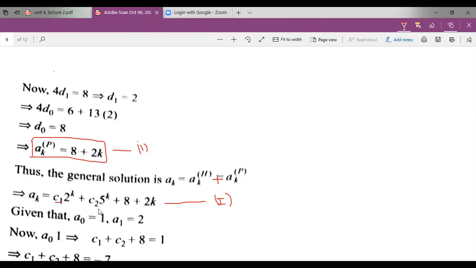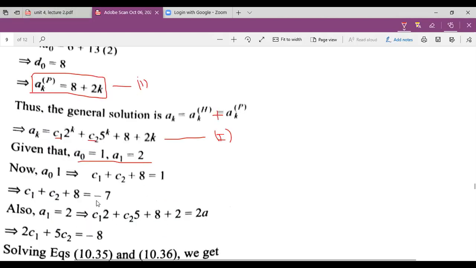We have to find the C1 and C2 values using the given initial conditions a0 is equal to 1 and a1 is equal to 2. Now we put k is equal to 0 in equation 1, we get the equation C1 plus C2 plus 8 is equal to 1. From that, C1 plus C2 is equal to minus 7. Okay. So next we put k is equal to 1.